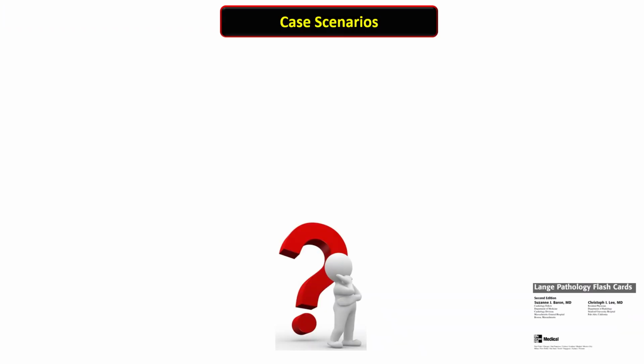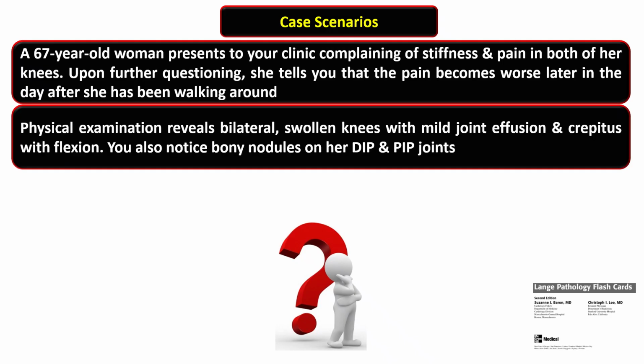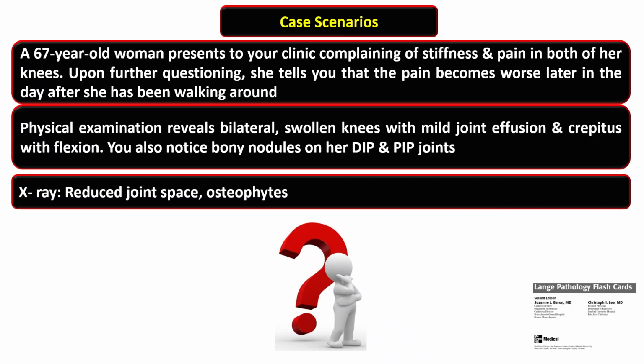This is the clinical scenario we saw in the start of this video. The 67-year-old woman presents to the clinic with stiffness and pain in knee, and the pain worsens in the day after she walks around. On physical examination, there is bilateral swollen knee with mild joint effusion and crepitus with flexion. You also notice bony nodules on her distal interphalangeal and proximal interphalangeal joints. X-ray shows reduced joint space and presence of osteophytes.